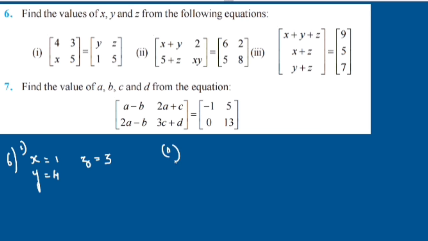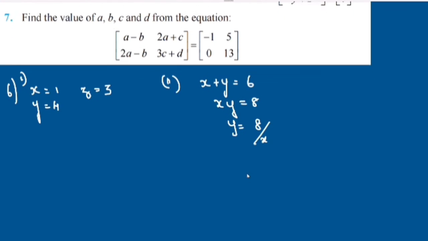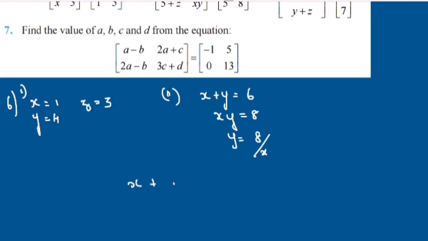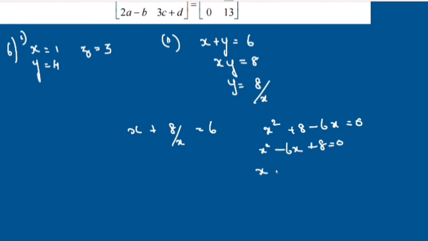Second one: x plus y is equal to 6, and x into y is equal to 8. It becomes a quadratic. So y is equal to 8 by x. So what do you get now? x plus 8 by x is equal to 6. So x square plus 8 minus 6x. So what are the factors? Minus 4, minus 2. So x is 4 or x is 2.